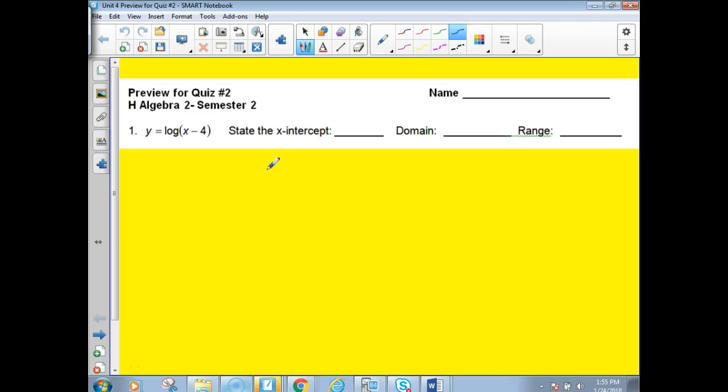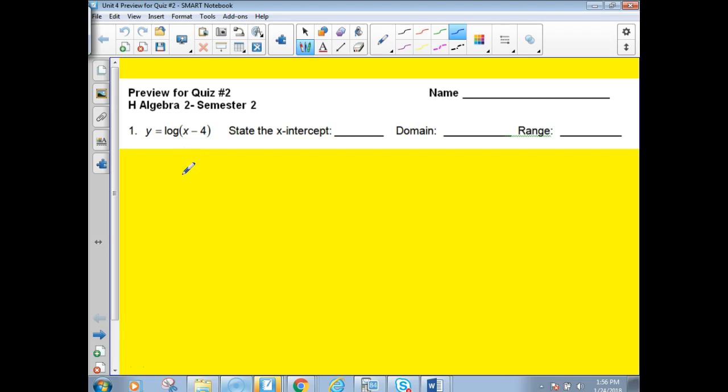Okay, your assignment for last night was to do worksheet 16 and this quiz preview. So hopefully you're just checking if you know what you're doing. If you want to work on something else while I go over these, just make sure you're checking that you have the correct answers.